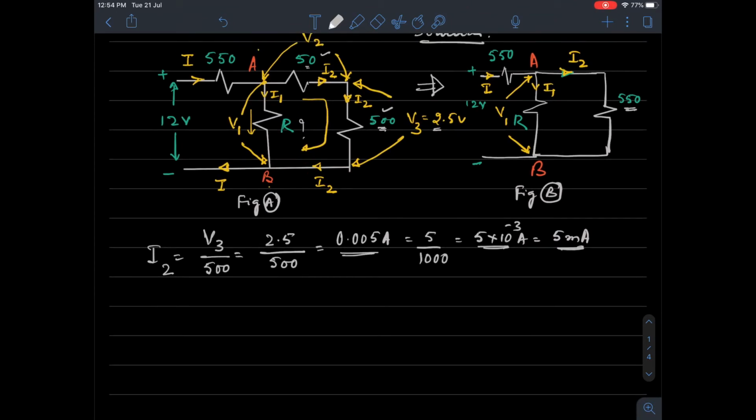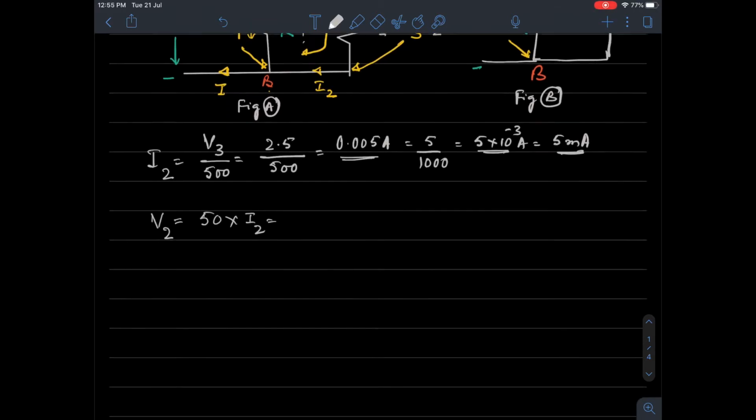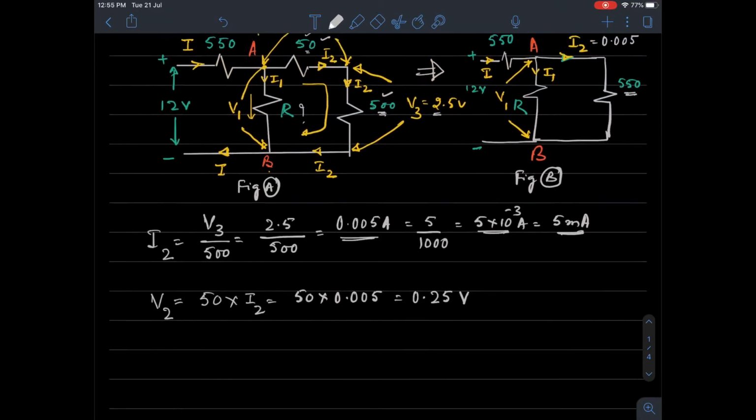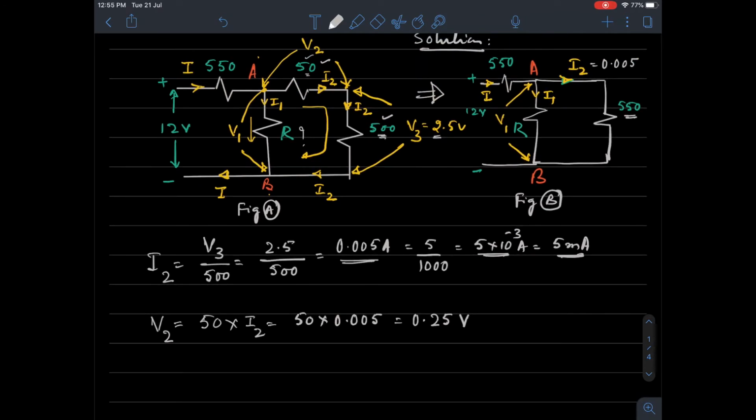So current I2 is also flowing through this 50 ohms. Now this current I2 is known to us. We have evaluated this to be 0.005 ampere. Okay, now what is the potential difference across 50 ohms? V2 is equal to the resistance times the current. It is 50 into I2, which is 50 into 0.005, equal to 0.25 volt. You can use a calculator to do this. So this is V2, and we have evaluated V2.